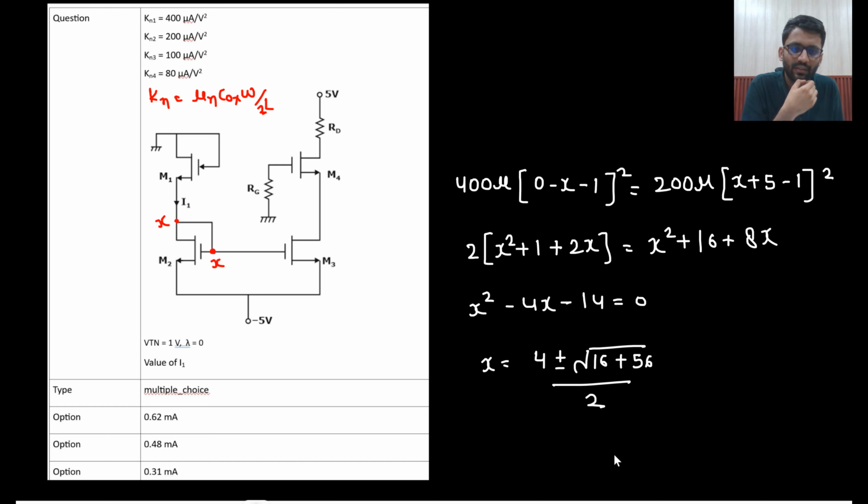upon 2A. But the X value should be negative. Why should it be negative? Because if it is positive, then the transistor will not even turn on. This is 0. If this is positive, then VGS would be negative. Then the transistor will not even turn on. So it has to be negative.